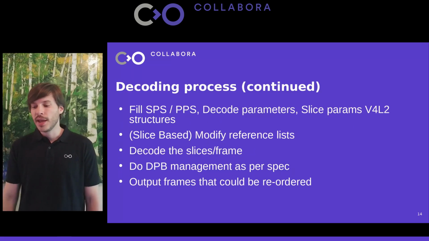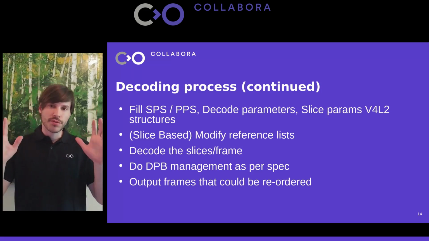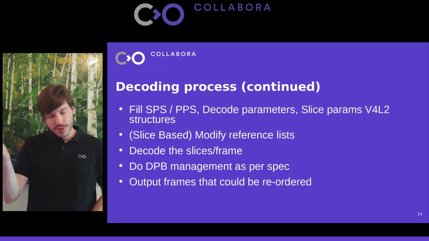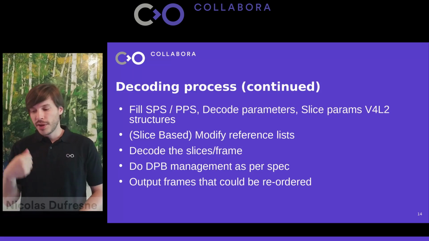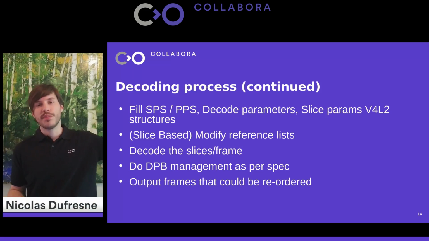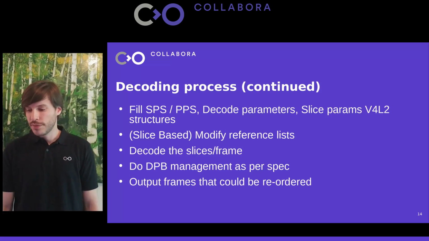You can fill the SPS, PPS, decode params, and slice parameters, and pass that into a V4L2 structure format and set that to controls. If you're slice-based, you need to apply another algorithm called the modification of reference list, where you pick from the references that you created for the picture, and you transform them based on a per-slice modification. And finally, you should be able to decode a frame.